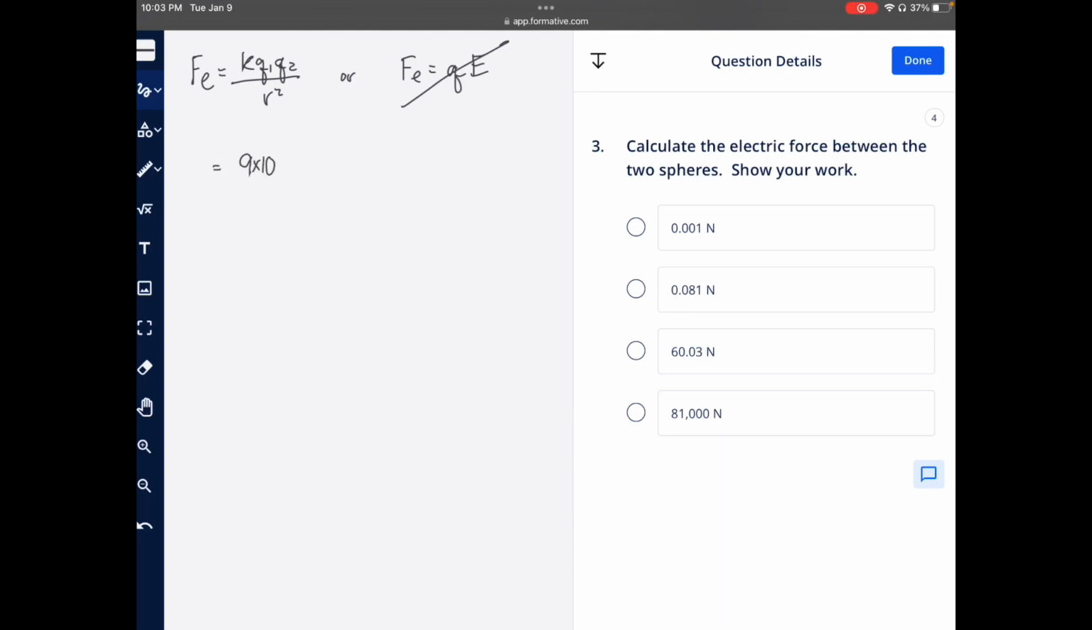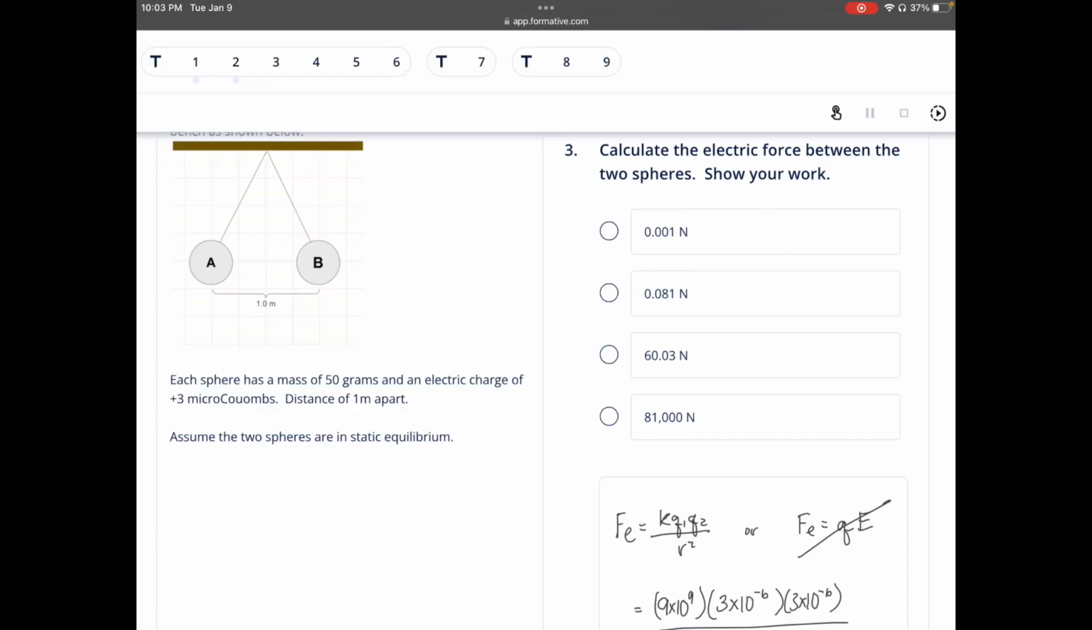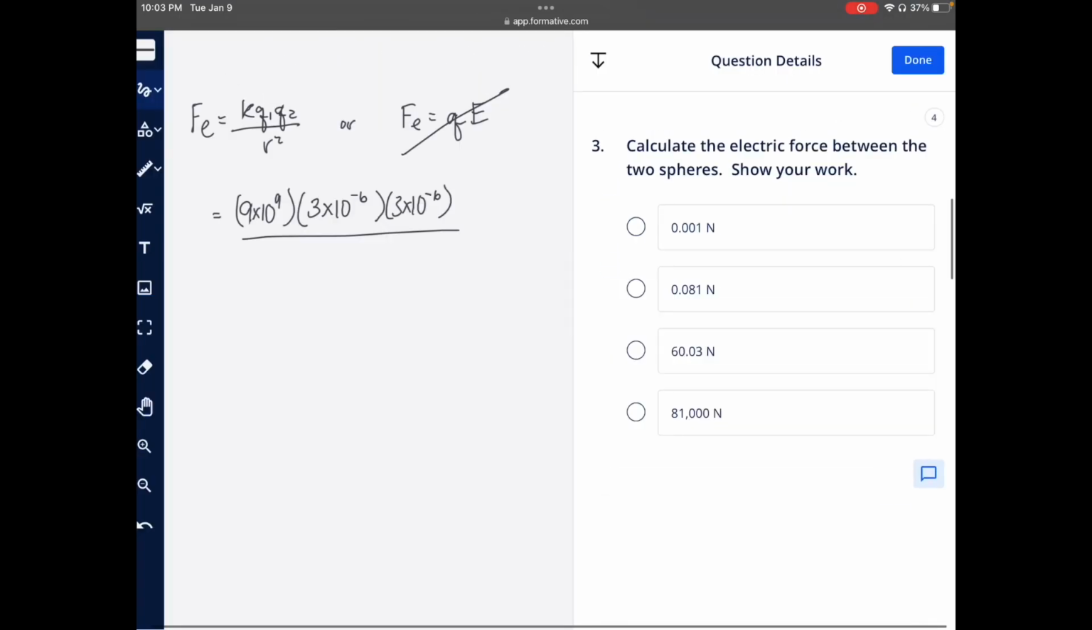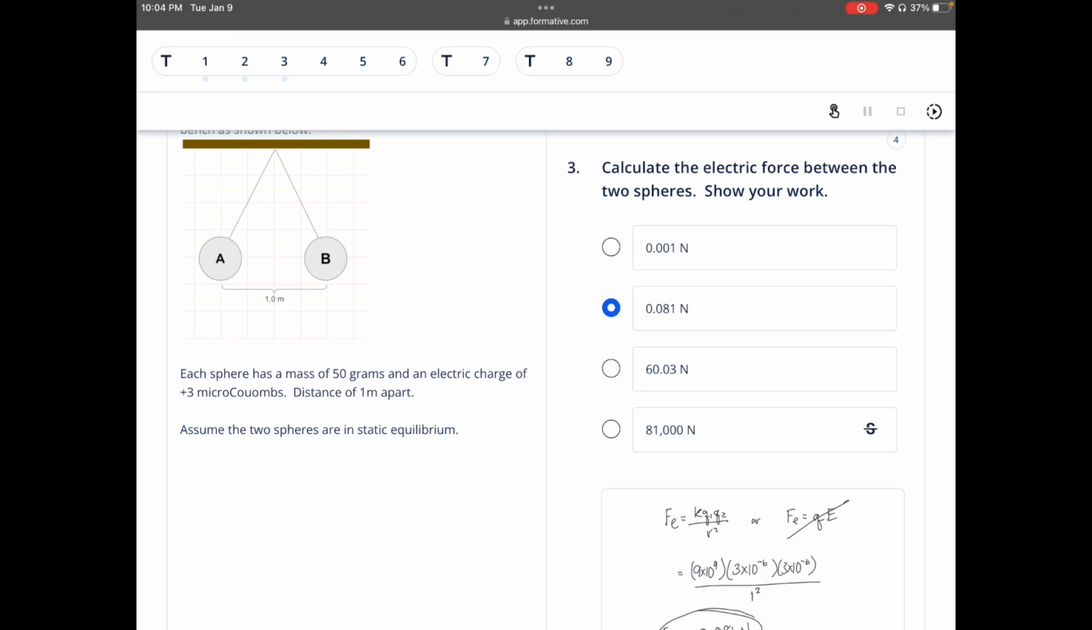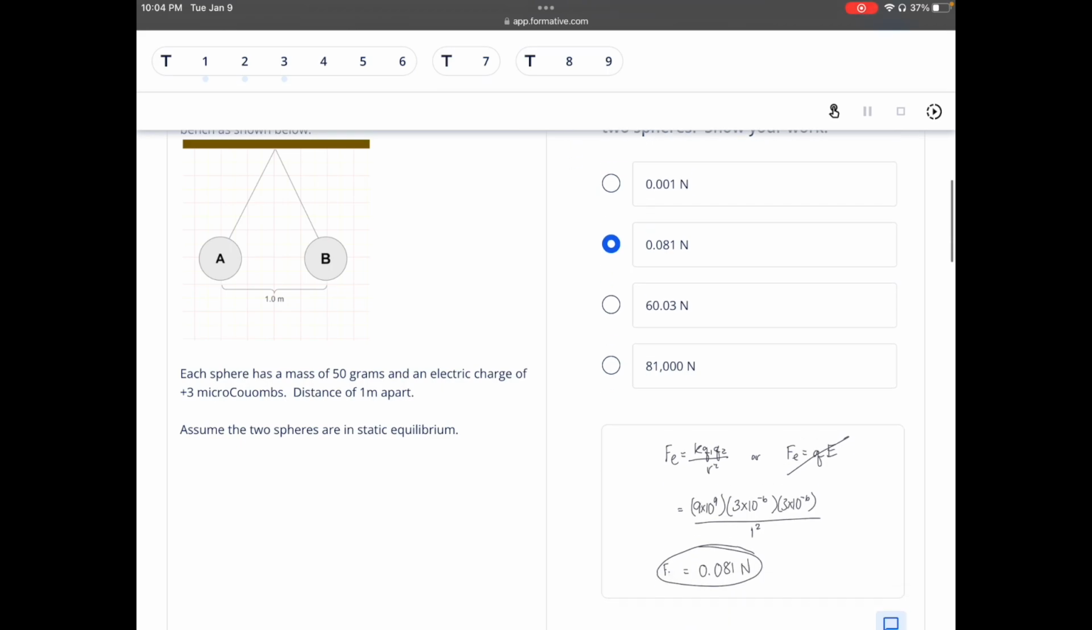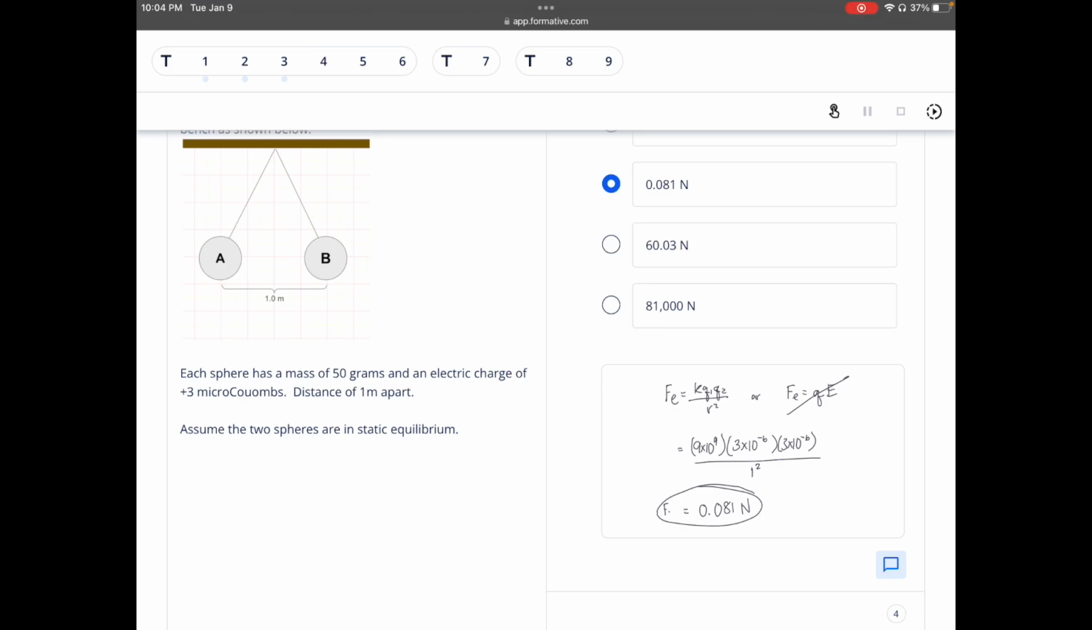So I've got my equation, I substitute k. I'm substituting in 3 microcoulombs, and I would get that extra point there because there's the conversion factor to micro. And they are 1 meter apart. So when I'm doing this 1 over r squared, that's 1 squared in the denominator. This ends up being 0.081 newtons. And this was a Unit 6 concept, be able to calculate electric force between two spheres. Specifically, because this force looks like the gravitational force, be able to compare and contrast electricity and gravity.